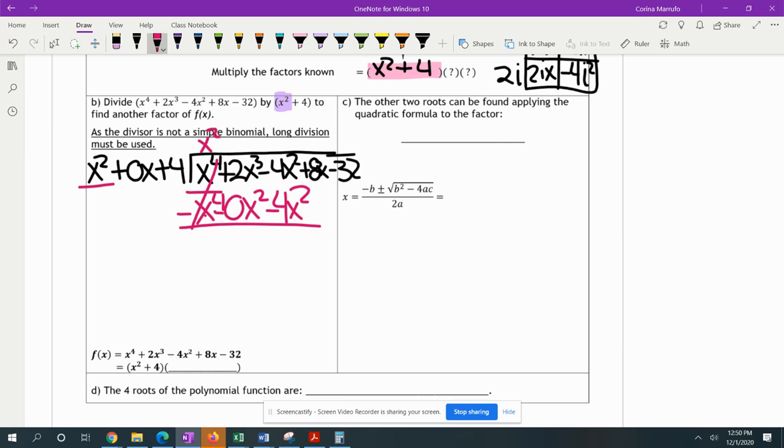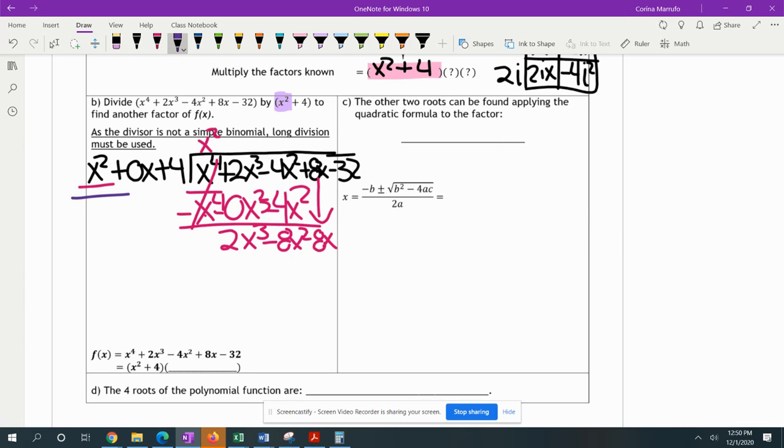2x cubed minus 0x cubed gives you, whoops, this should be cubed, sorry. 2x cubed minus 0x cubed gives you 2x cubed, and then negative 4x squared minus 4x squared gives me negative 8x squared. And then we drop the next one, so 8x. Okay. After you subtract, you start all over.